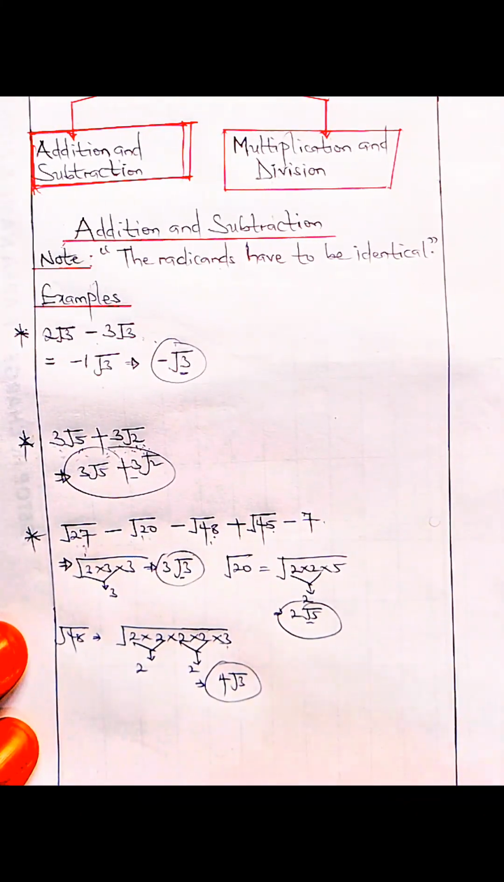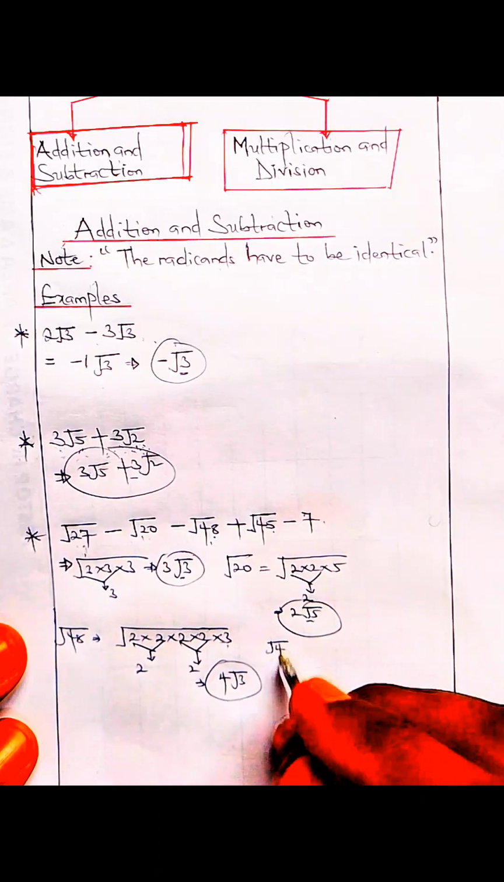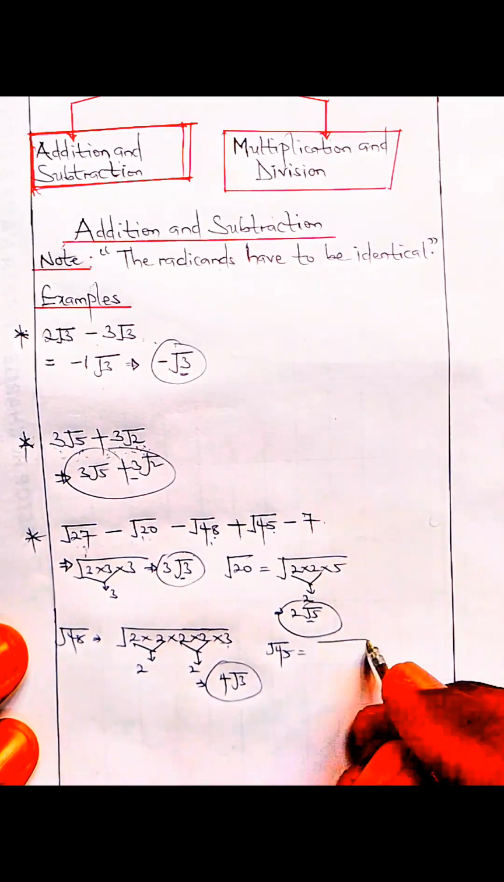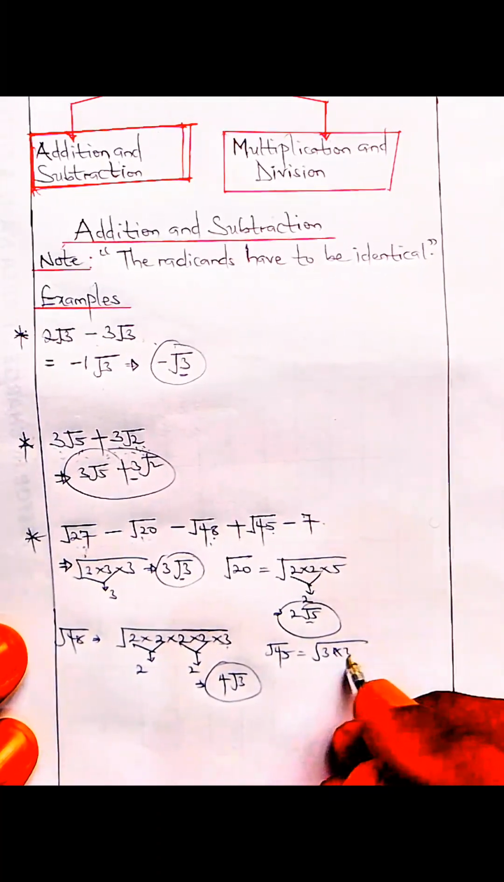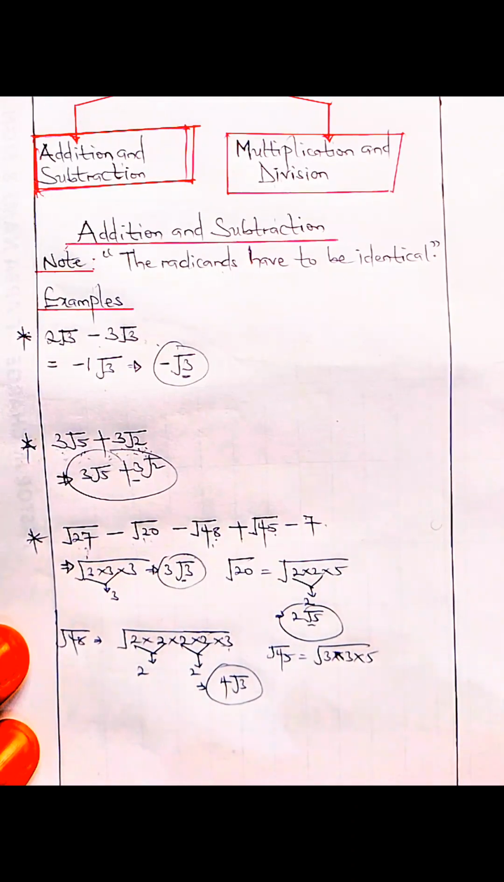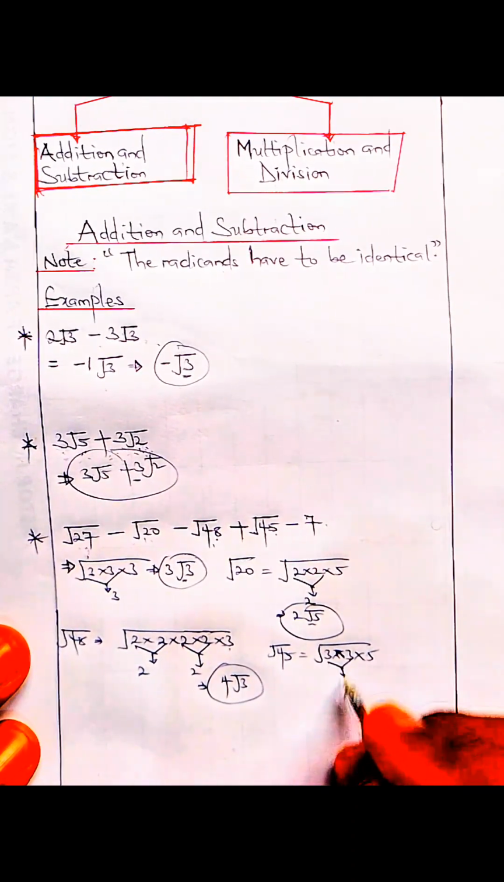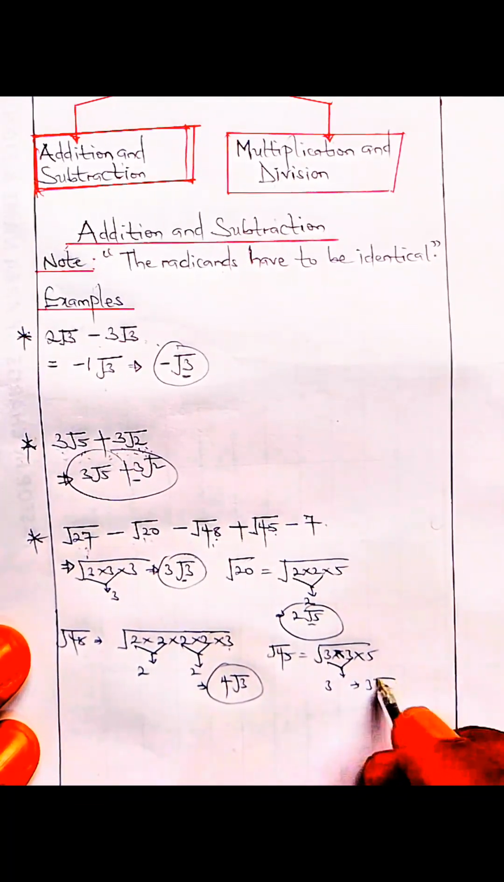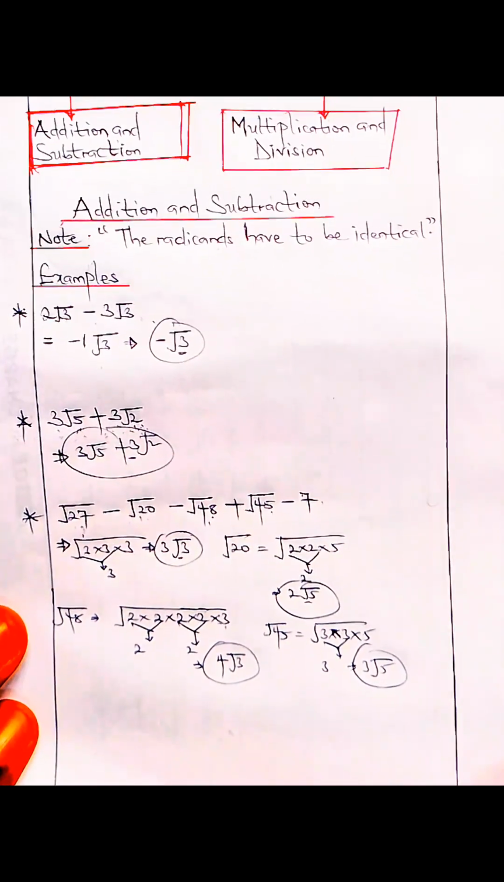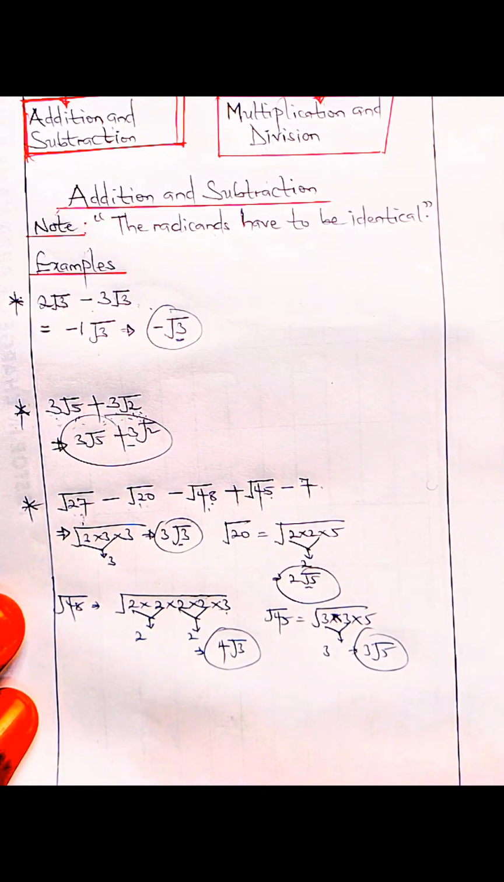So the next thing we work on now is root 45. Root 45 is 3 times 3 times 5, just like this. So 3 and 3 gives us 3, so that's going to be 3 root 5. So we have everything sorted already. We've converted all these simple surds to mixed surds.